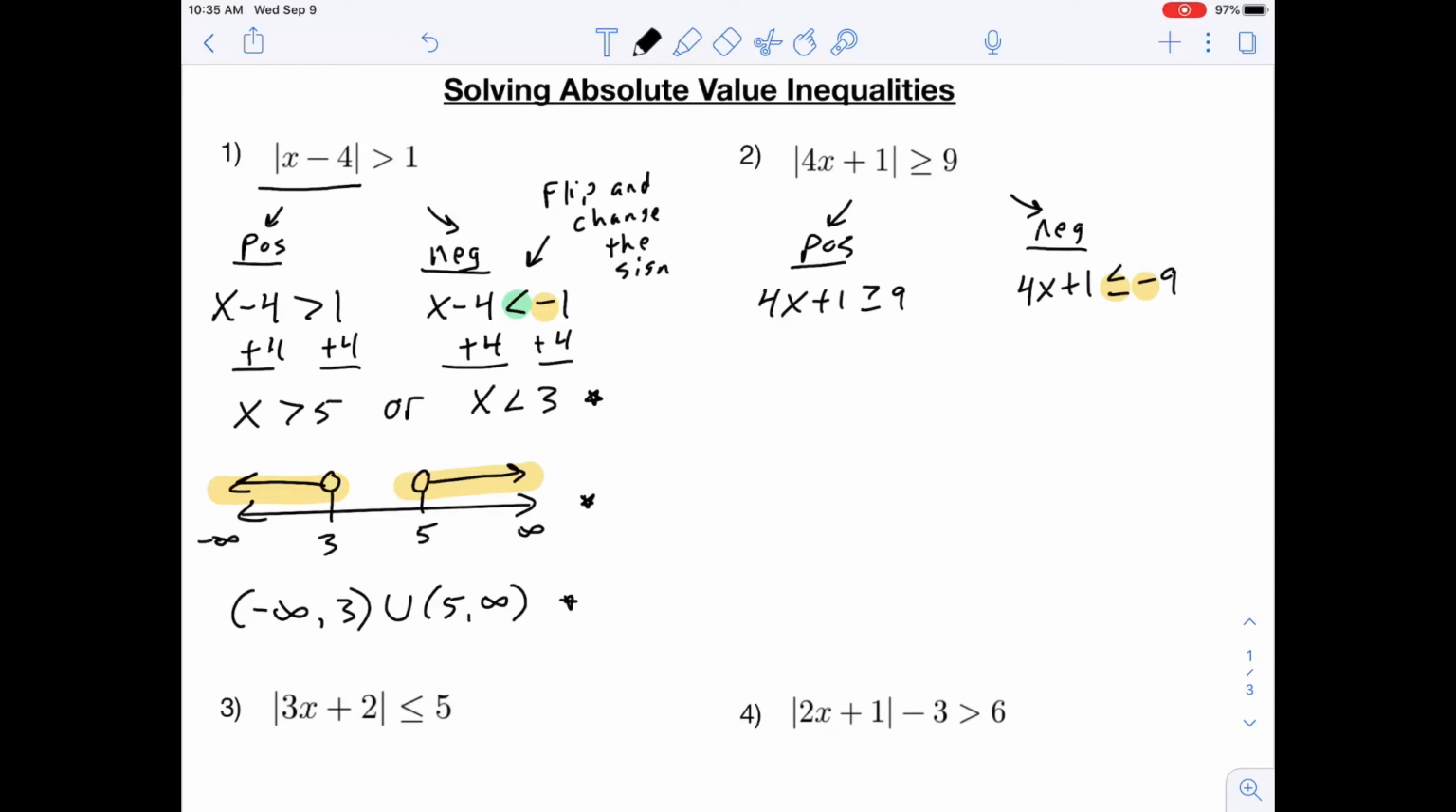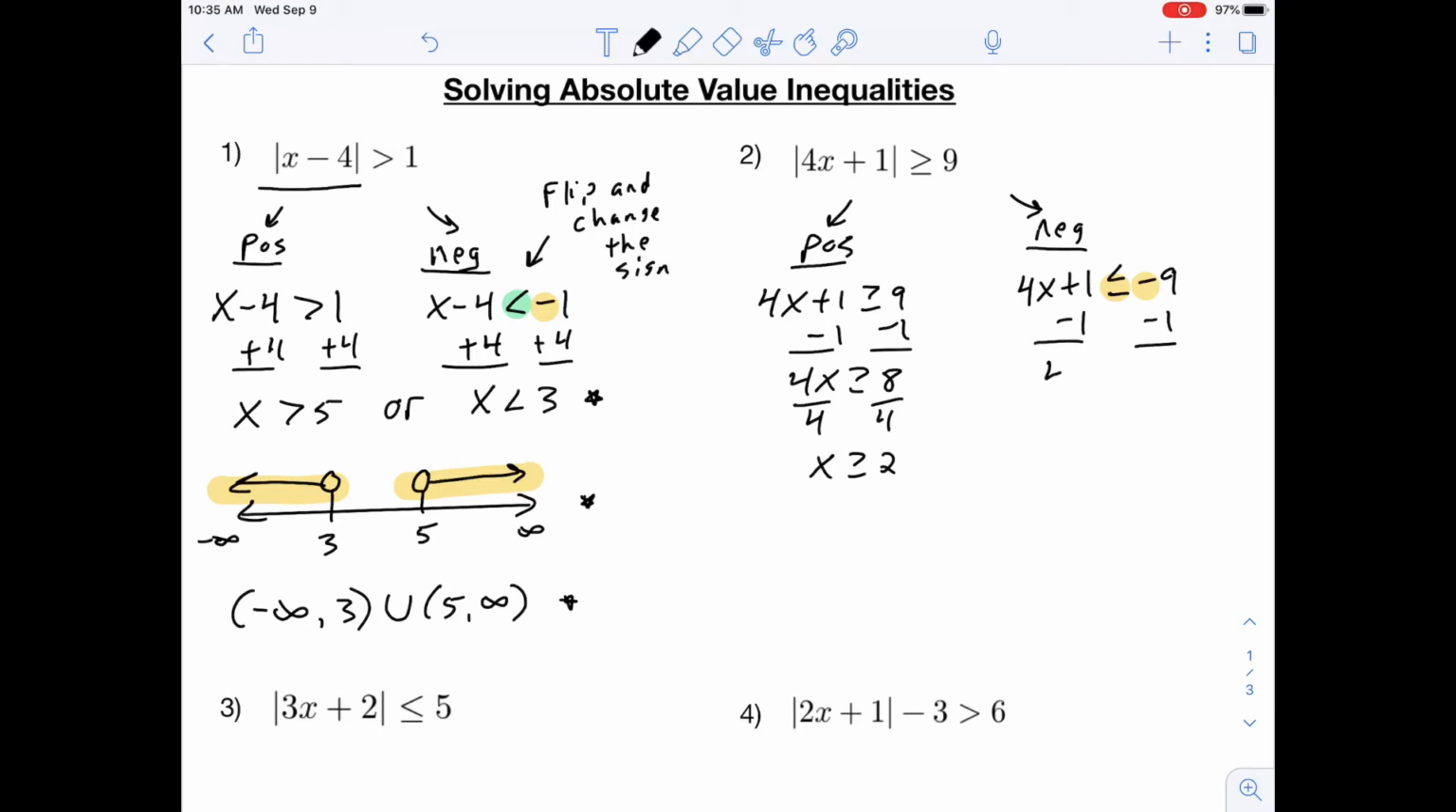So now we can solve these. We're going to subtract 1. So you get 4x is greater than or equal to 8. Divide by 4. So x is greater than or equal to 2. Let's do the other side. Subtract 1.